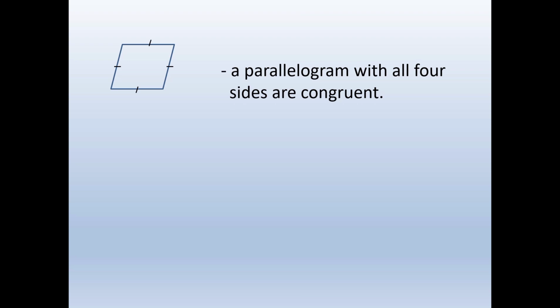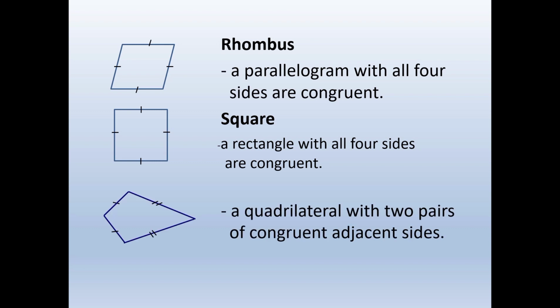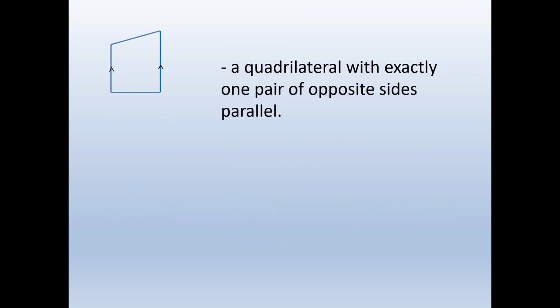What about a parallelogram with four congruent sides? That is a rhombus. And what about a rectangle with all four sides congruent? Of course, it's a square. Another quadrilateral has two pairs of congruent adjacent sides. You are very familiar with that and you are fond of playing with this every summer. Of course, that is a kite. We have also this one, a quadrilateral with exactly one pair of opposite sides parallel. How do we call this quadrilateral? That is a trapezoid. A trapezoid can be called an isosceles trapezoid.